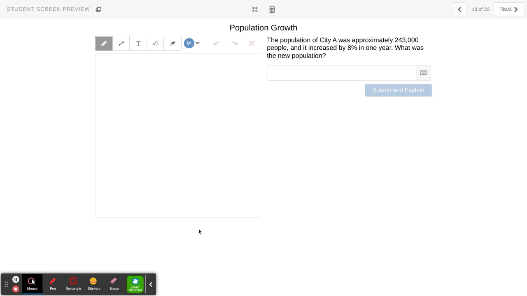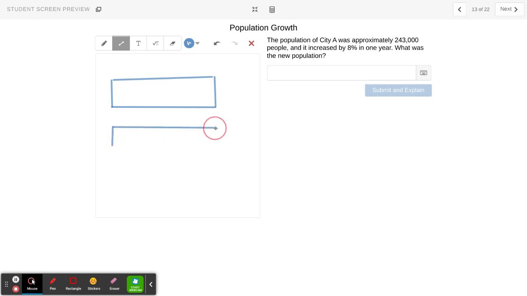All right. So here's what I know. I know that there's an original population of 243,000. So I would then create the original amount, which is 100%, right? And then I know that that is the first year. The second year or the next year, it increases by 8%. So I know it's the same amount. But it goes up by 8%. So there's a little increase.